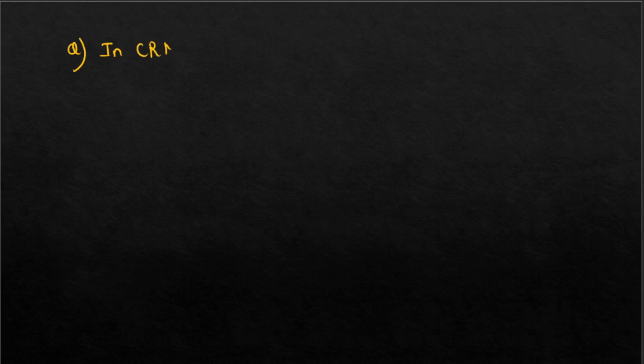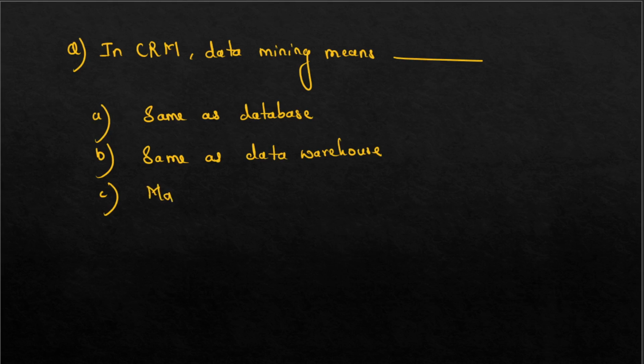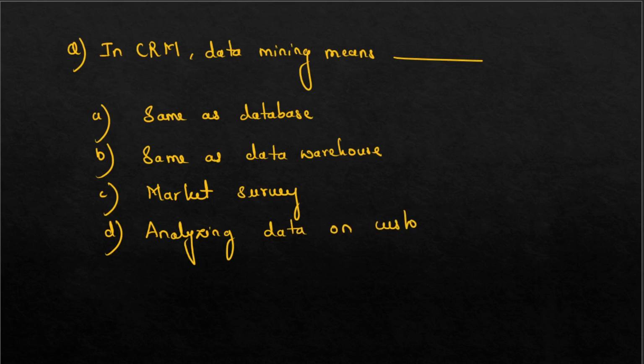In CRM, data mining means, A is same as database, B is same as data warehouse, C is market survey, D is analyzing data on customers. So think about it, which is the correct answer?